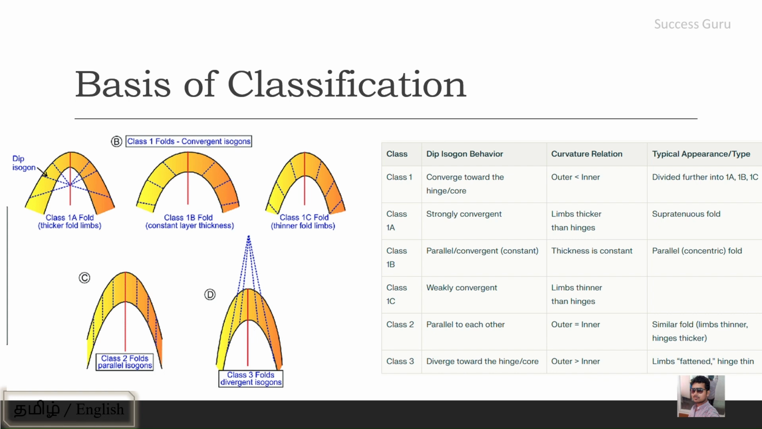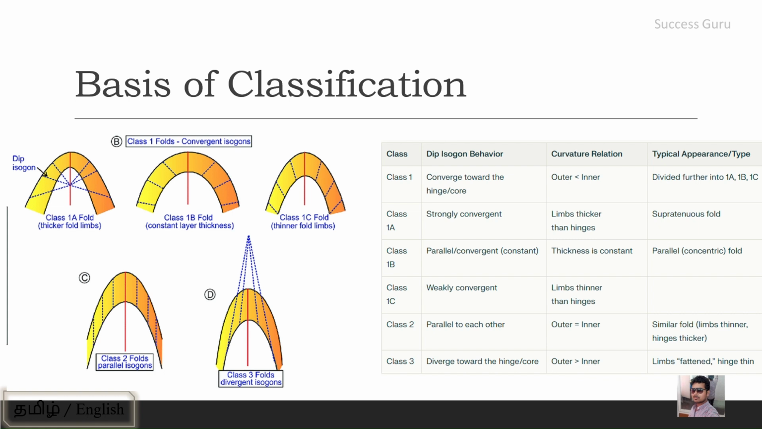Let us see the subdivision of class 1A, 1B, 1C. You can see the main difference between these three just by seeing the appearance, that is the thickness. So you can see the hinge portion is having a lesser thickness when compared to the limb portion here. And in this case, you can see all along the beds is having the same or constant thickness. And in 1C, you can see that this is having lesser thickness at the limb when compared to the crest, right? So this is how class 1 is further subdivided into 1A, 1B and 1C.